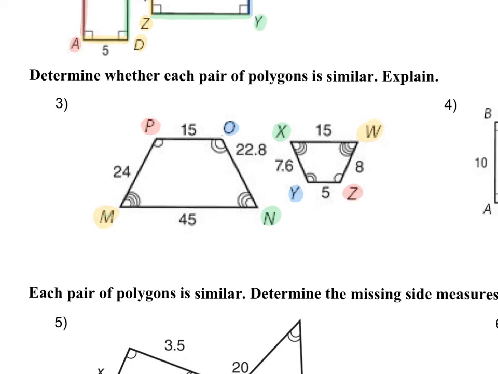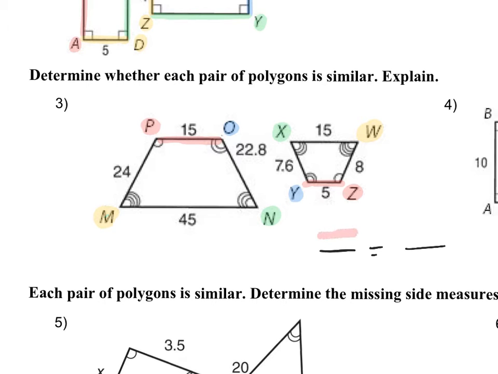Looking at these, we're set up. We're just trying to figure out if they're similar. So we're going to set it up as a proportion. I'm going to write my proportion, and I can draw my lines. I'm going to do PO and ZY. Y'all agree with those, that those are the matching ones?